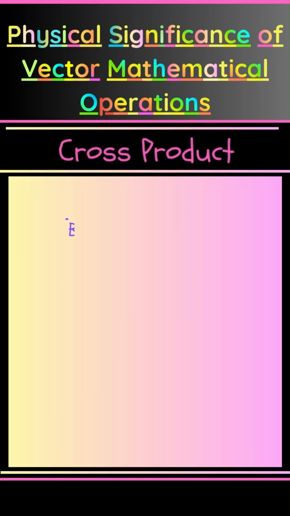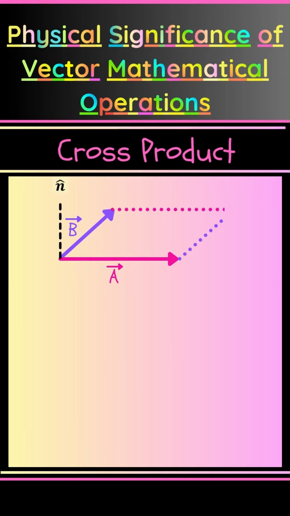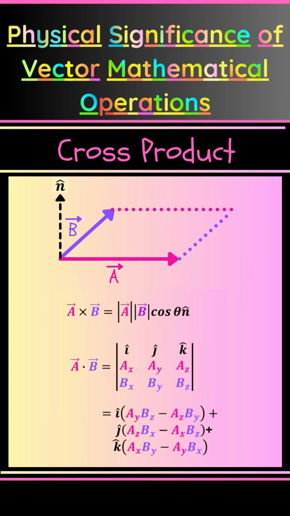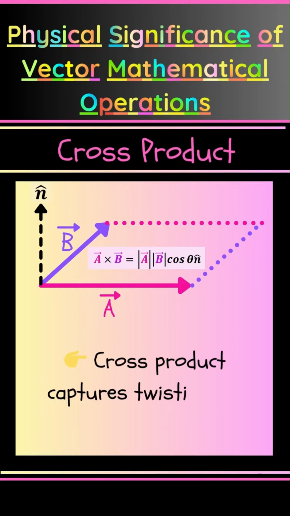Moving on to the cross product, also known as vector product. The cross product is a mathematical operation between two vectors that produces a third vector that is perpendicular to both vectors. The cross product measures the tendency to rotate or twirl.